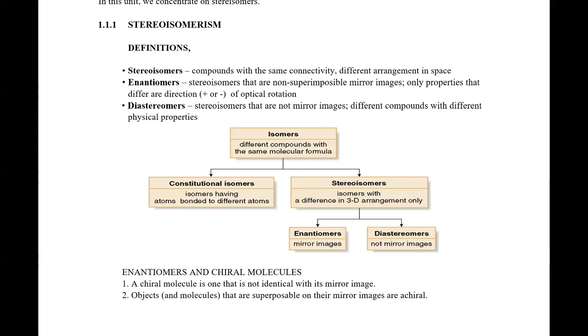To summarize, we'll summarize it in this form. An isomer, these are different compounds with the same molecular formula. Then we have got two types of isomers, constitutional and stereoisomers. When you talk about constitutional, we're not going to dwell much on this one. Then the 3D arrangement, we will talk about Fischer projections on this one.